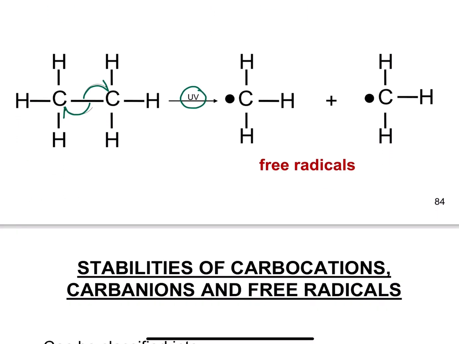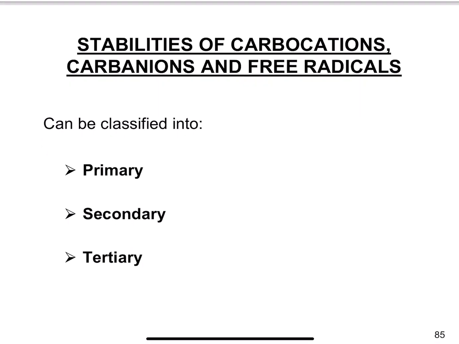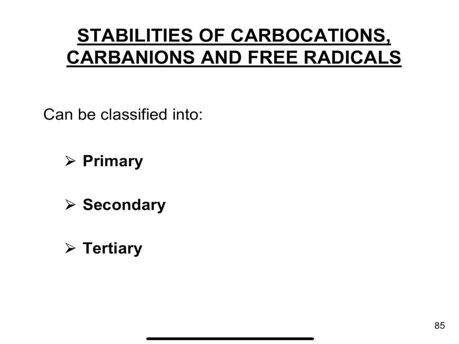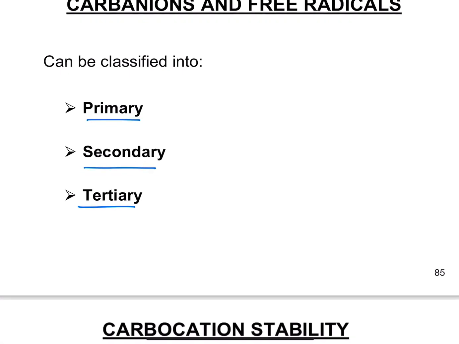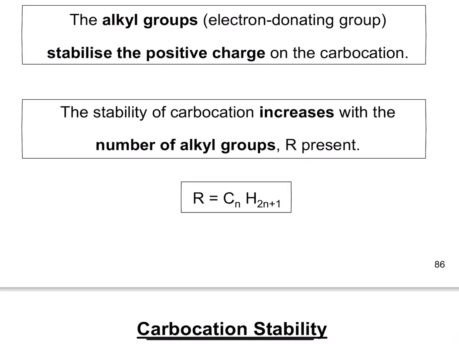Right, done with part 2. Sorry, not done yet. We have to look into stabilities. We are not done with part 2, so sorry. So, stabilities of these carbocations, carbanions, and free radicals. In 4.1, we have talked about primary, secondary, and also tertiary. Now, these carbocations and carbanions also can be divided into primary, secondary, and tertiary.